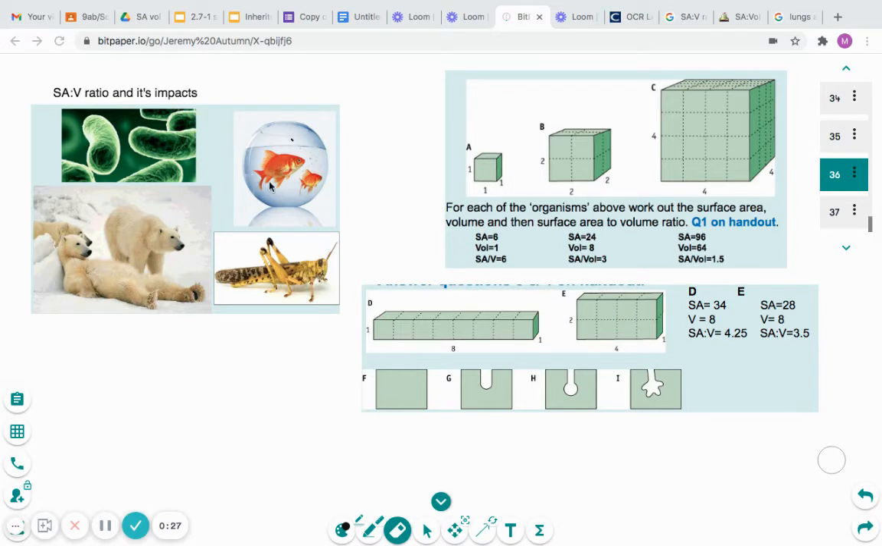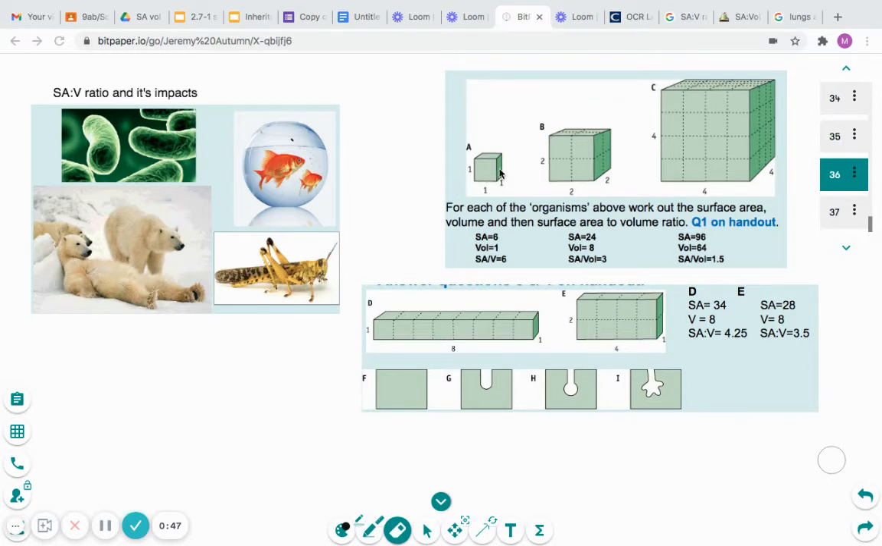So there's an image of four very different organisms here. We've got bacteria, fish, mammals, and an insect. And they've all got one thing in common. They all need oxygen and they all need nutrients. And how they get it is very different. So we'll come back to that in a second.